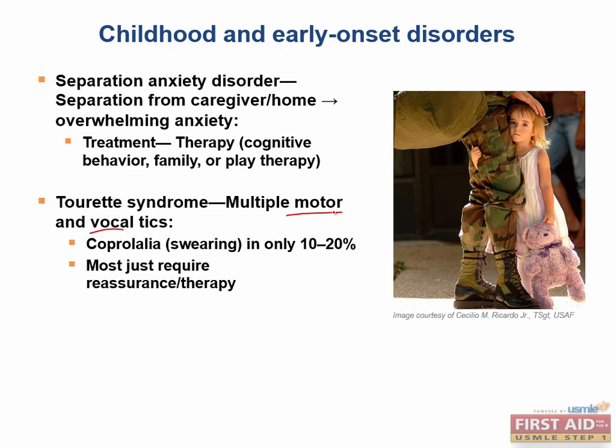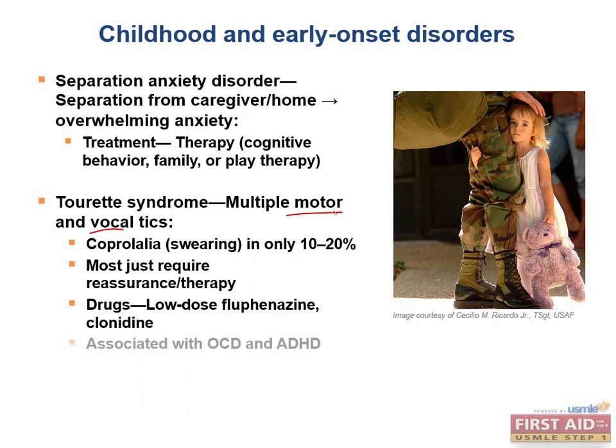If it gets way too disruptive, you can use low doses of a high-potency antipsychotic like fluphenazine, or an alpha-2 blocker like clonidine. One high-yield fact that seems to come up a lot is that Tourette's syndrome is associated with obsessive-compulsive disorder. It's also associated with ADHD, but OCD is the one I see tested the vast majority of the time.